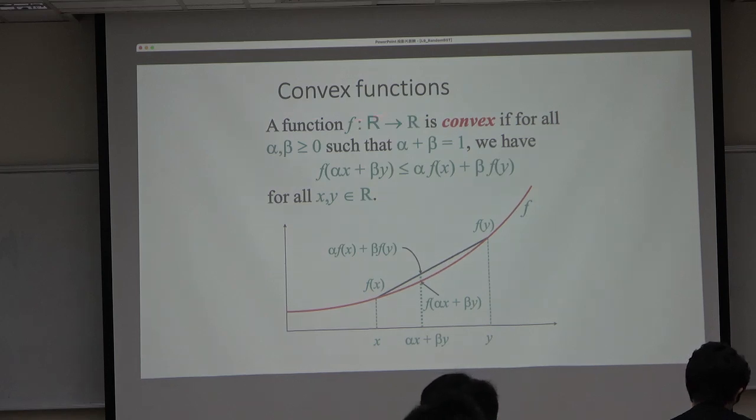So a function, let's assume it maps from a real number to a real number. It's a very simple function that you have learned from high school, okay? A function is defined to be convex if for all alpha, beta greater or equal to 0, such that alpha plus beta equal to 1, we have f of alpha x plus beta y smaller than or equal to alpha f(x) plus beta f(y), for all x, y in the range of R.